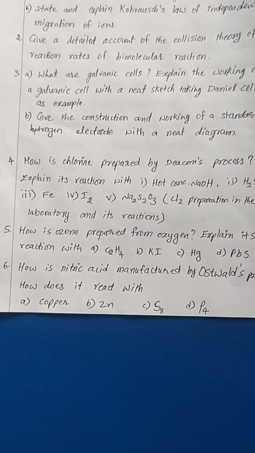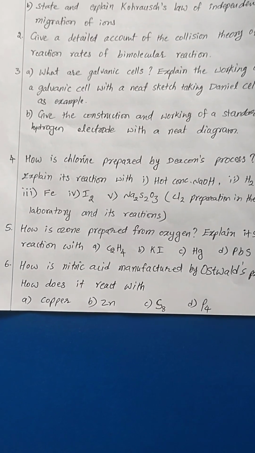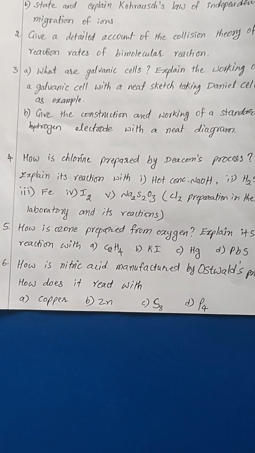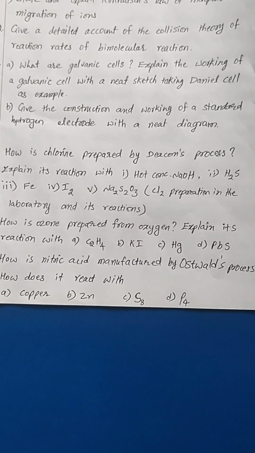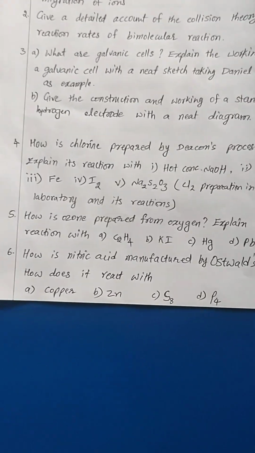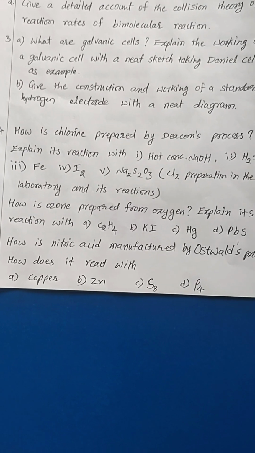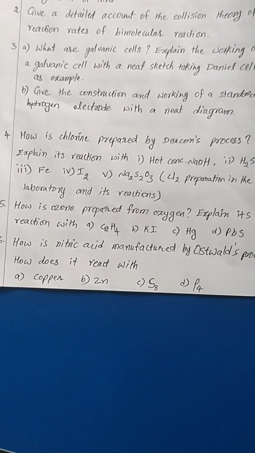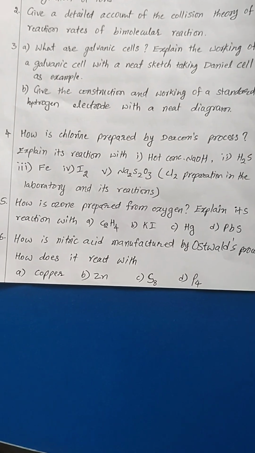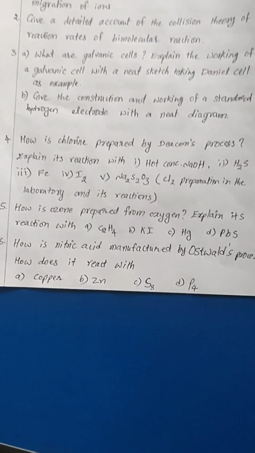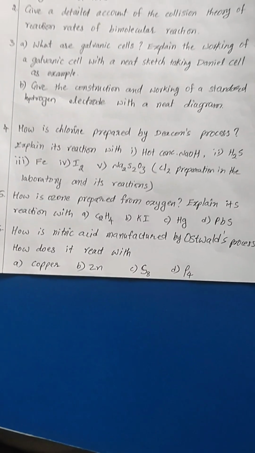Next one, sixth question from the P block elements only. How is nitric acid manufactured by Ostwald process? How does it react with copper, zinc, sulfur, phosphorus? From these three important questions, anyone may come in our exam.